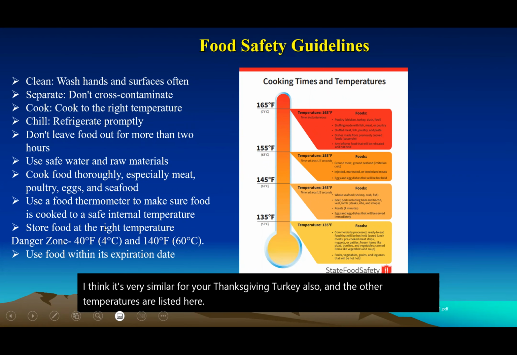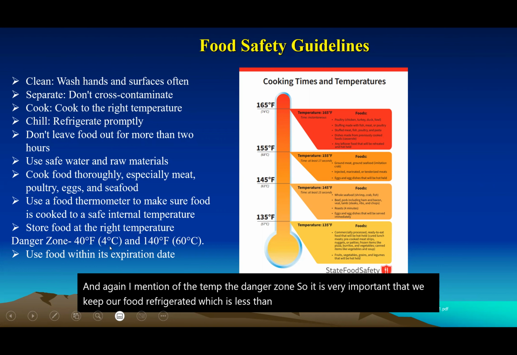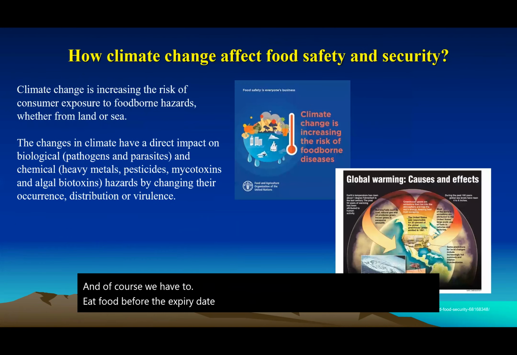And again, a mention of the danger zone. So it is very important that we keep our food refrigerated, which is less than 4 degrees centigrade. Or it should be hot and cooked right through 60 degrees centigrade. And of course, we have to eat food before the expiry date that's listed on the cans.